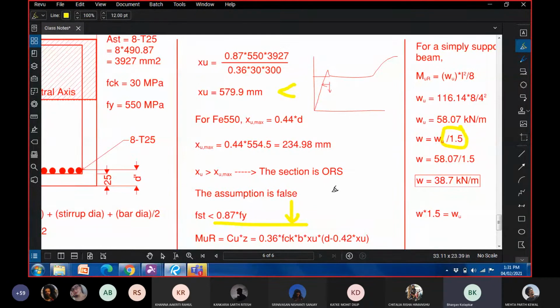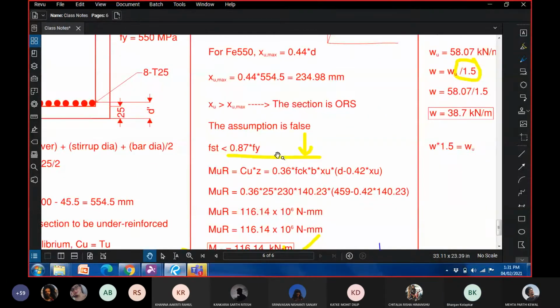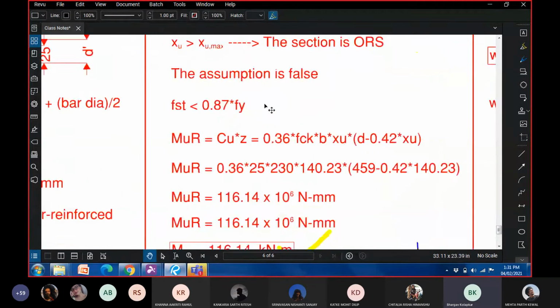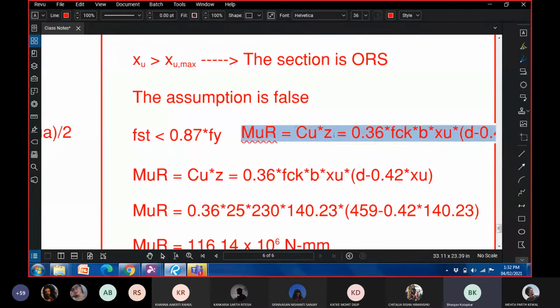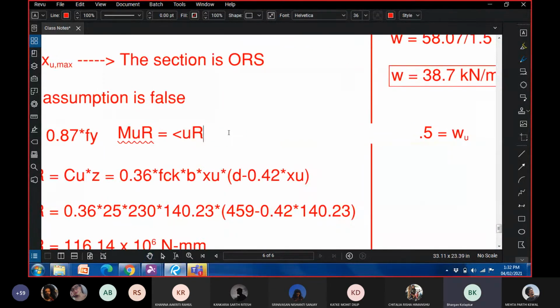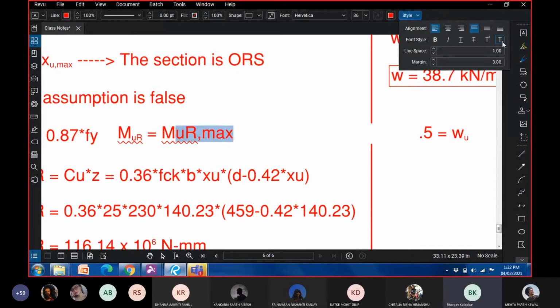Please write down next: since IS 456:2000 does not allow the use of over-reinforced sections, MUR is equal to MUR max.